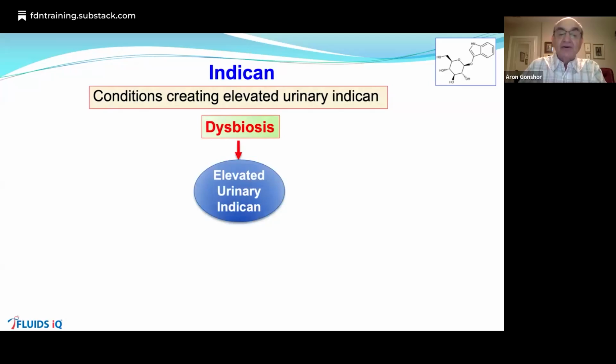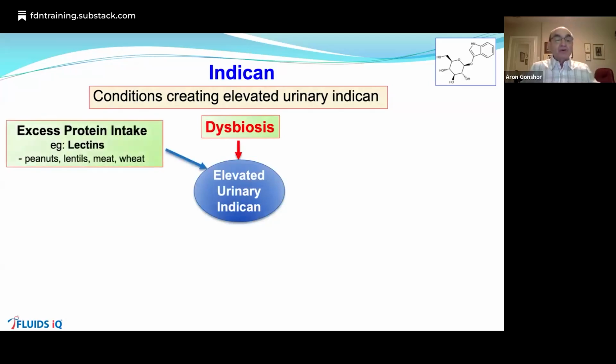That's going to elevate urinary indican. The second thing that will do it is if you're taking in excess protein. If, for example, you're eating a lot of lectins, there are people who go crazy eating lentils and peanuts, on top of the meat and the wheat, etc. At some point, that's going to begin to have an effect. The body cannot break down all of that protein the way it should.